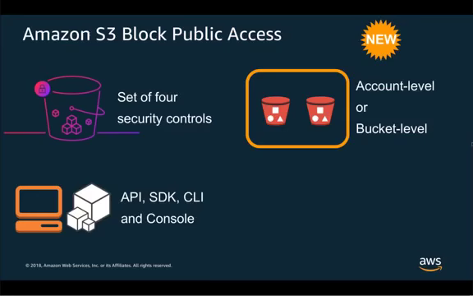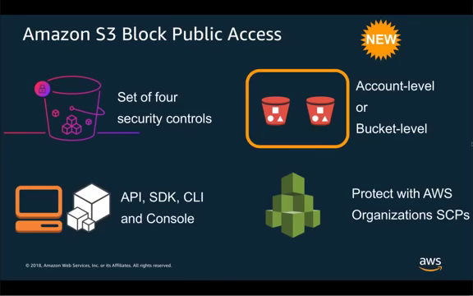For example, an administrator can go to the S3 console and now block public access at the account level to prevent their developers from granting public access to the S3 bucket or object within that account. You can also do it at the bucket level if you so choose to. Once you've made those settings, if you are using AWS Organizations, you can write a service control policy, or SCP, to prevent anybody else from changing those settings.